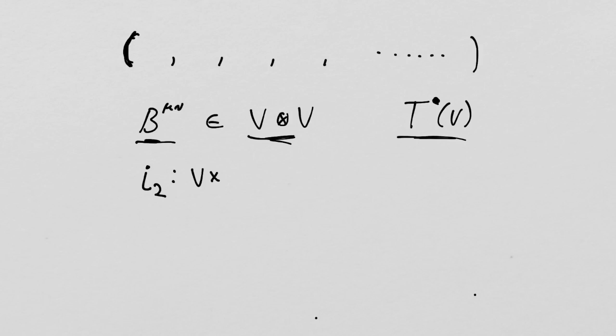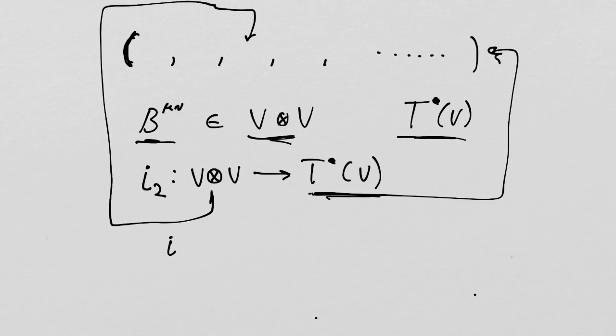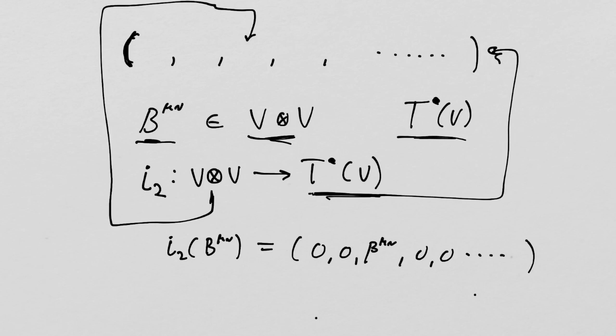I2 will take elements of the tensor product space and map it into elements of our massive direct sum space. And it does it in sort of the obvious way, right? An element of this set looks like this. So what it'll do is take the element of this set and put it in exactly where it belongs, which is right here. So if I took I2 on B mu nu, I'm going to get 0, 0, B mu nu, 0, 0, and all zeros forever, right? It just puts it in the right place. It just puts it in where it belongs.